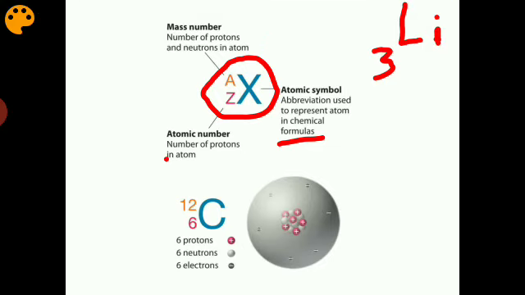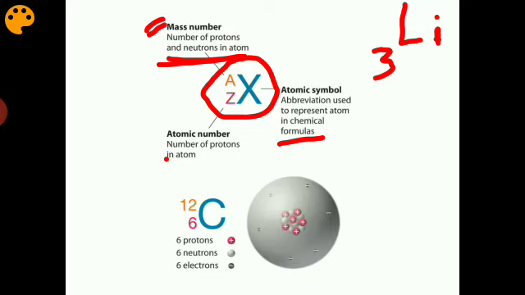So the symbol will be Li, and the number written in the upper part is the mass number. Mass number means the number of protons and neutrons in an atom. You have to note, it is not the number of neutrons, it is the sum of the number of protons and neutrons that is written in the upper part.